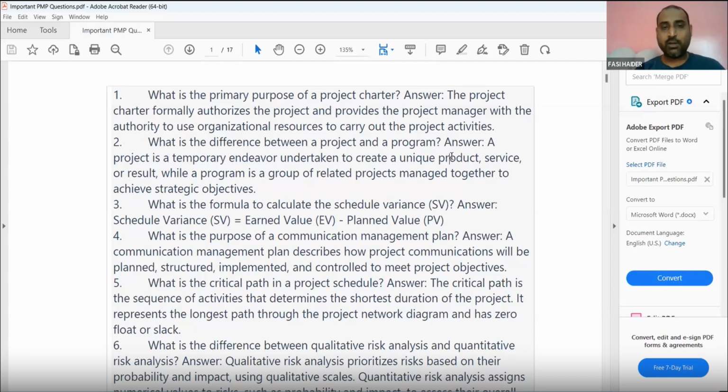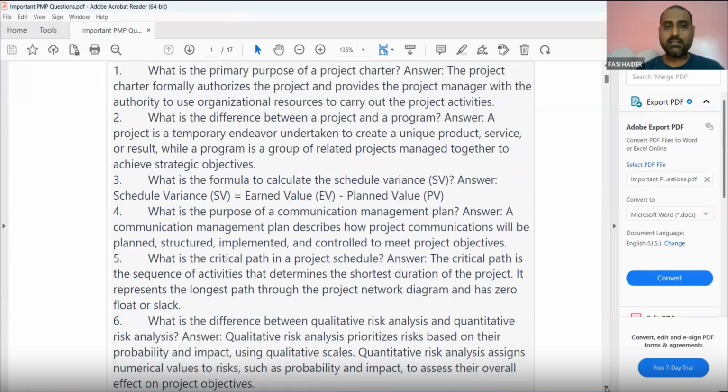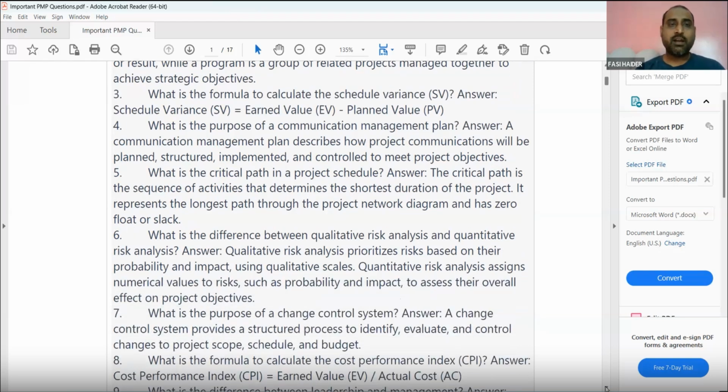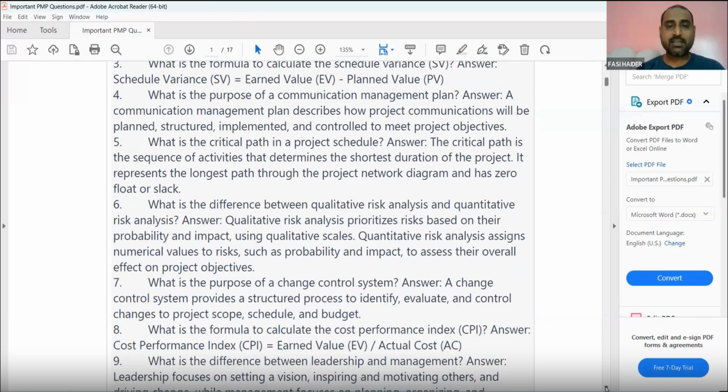Now, what is the formula to calculate the schedule variance? Schedule variance is calculated by earned value minus planned value. What is the purpose of the communication management plan? Why do we have a communication management plan? A communication management plan describes how project communication will be planned, scheduled, implemented, and controlled to meet project objectives.